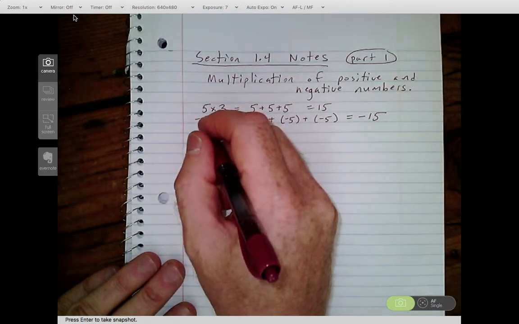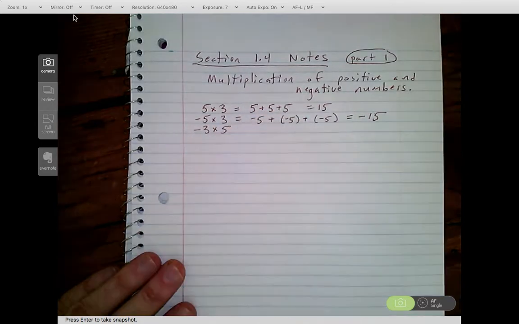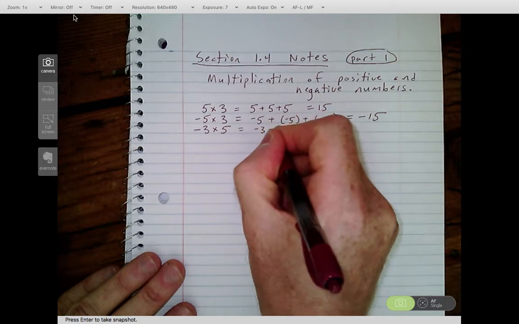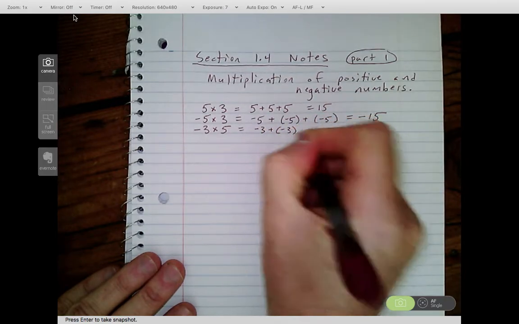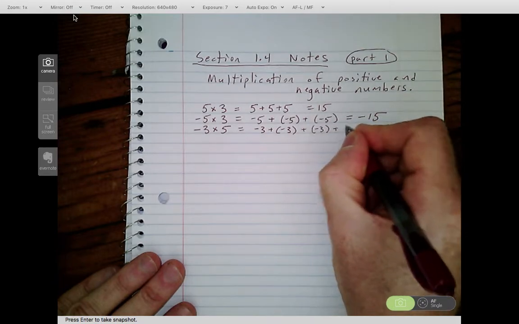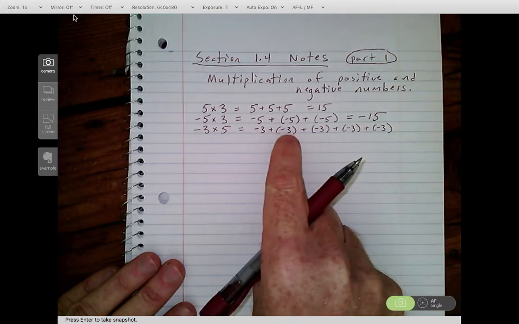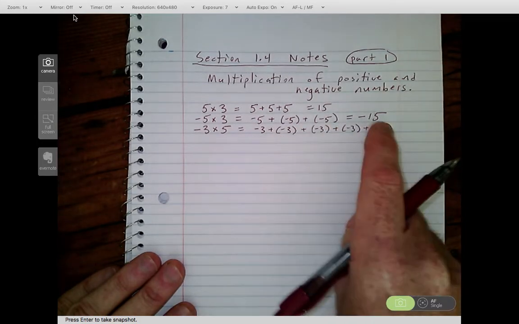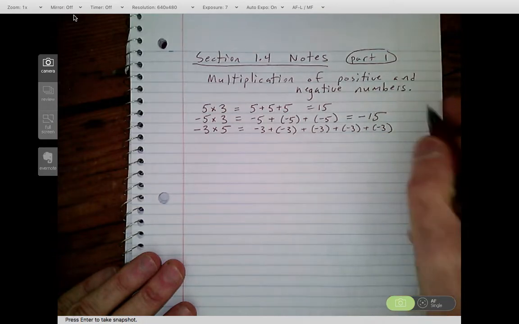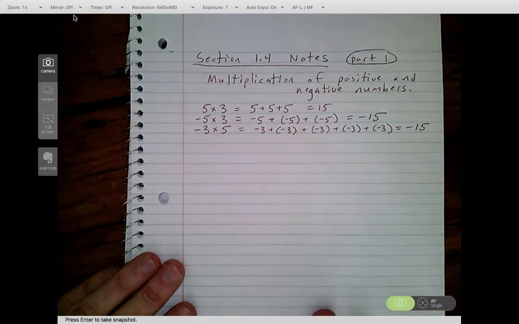So what if we have, I'm going to switch the order here, negative 3 times 5. So that would be negative 3 added together 5 times. Let's see if I can write them all down here without making a mistake. Okay, so negative 3 and negative 3 is negative 6. Another negative 3 makes negative 9. Plus that one makes negative 12. And when we add the last negative 3, we get negative 15.